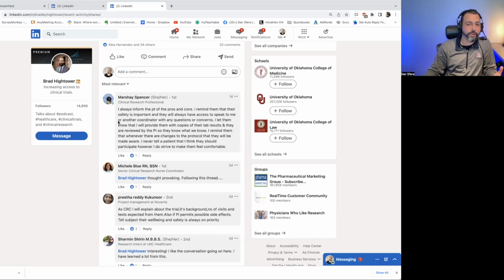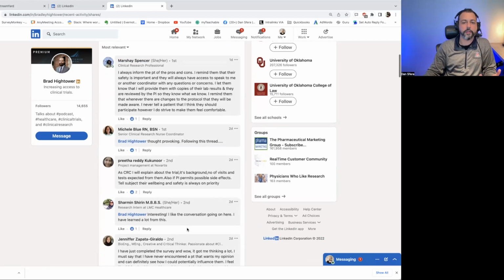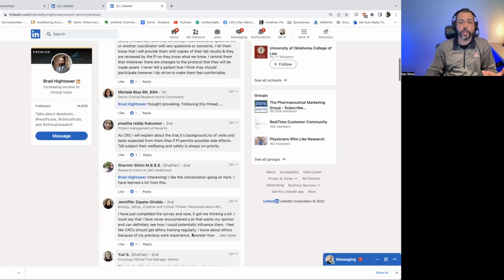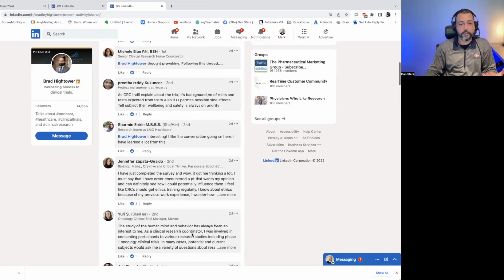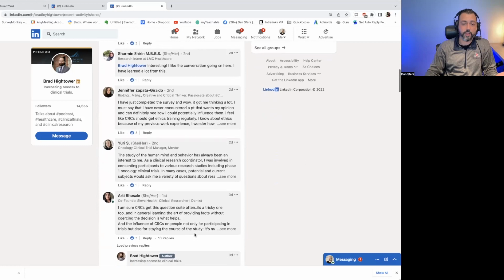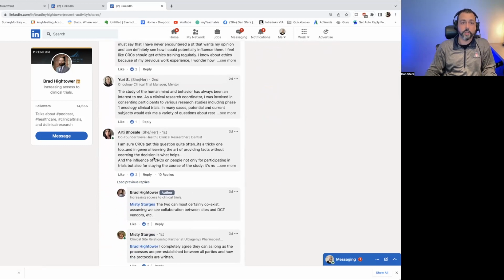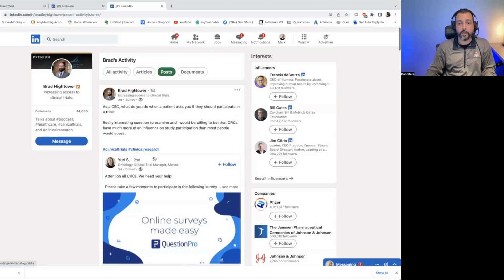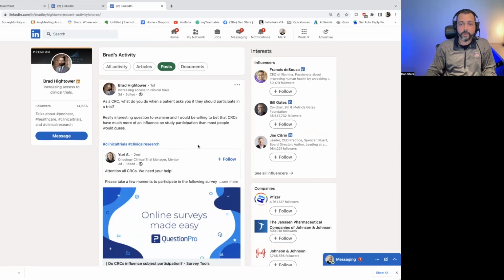So these are all coordinators. Look at all the coordinators coming out here. If you're somebody that wants to be a coordinator, you should definitely network with these people and say, hey, how did you get your job? What advice do you have for me? Anything like that. If you are a coordinator, this is a great way for you to network as well. Just post some of your thoughts on this. Everybody wants a good take. So let's go to Brad.